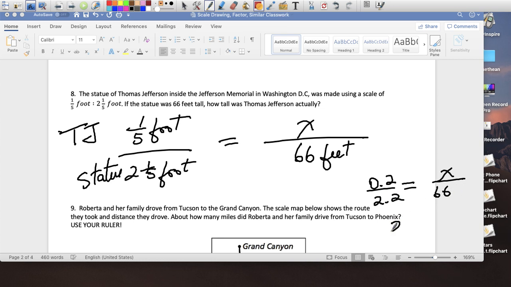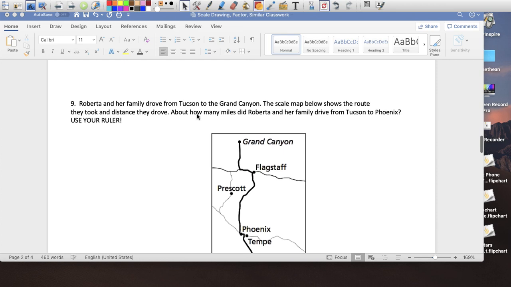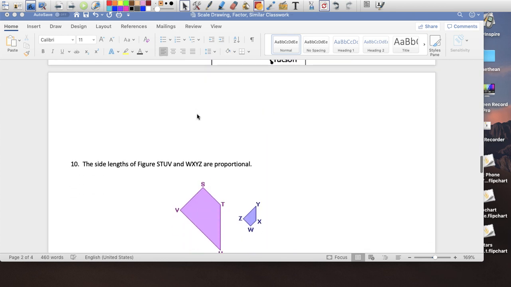So cross multiply 2.2x equals 0.2 times 66, and that's going to give me a 13.2. And I divide that by 2.2, and I'm going to get that x equals 6. So Thomas Jefferson was 6 feet tall. 9, use your actual ruler. So I'm going to skip that because I can't do that.